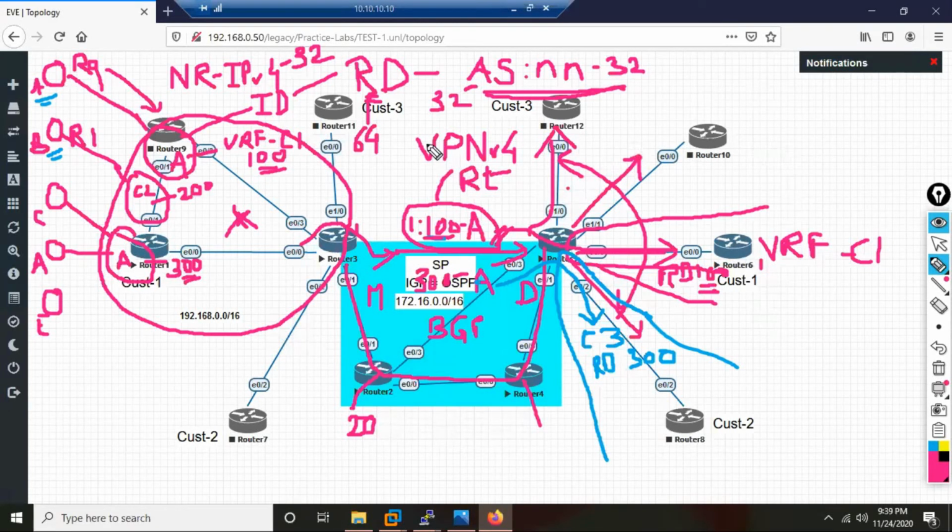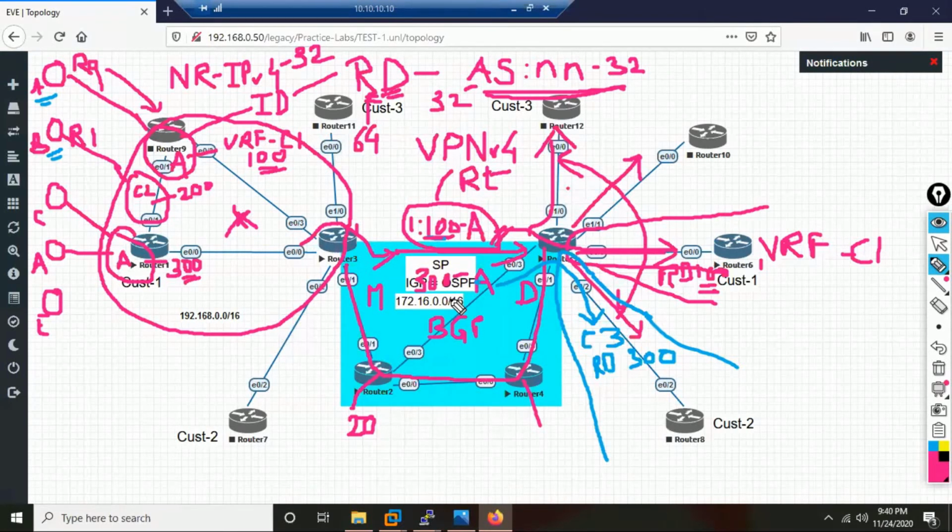So what is the definition of this? Now, is every customer's route going separately? Are customer routes getting mixed up while receiving? No. While forwarding from one end to the other end, are they getting mixed up? No. So the solution to all your problems is there.